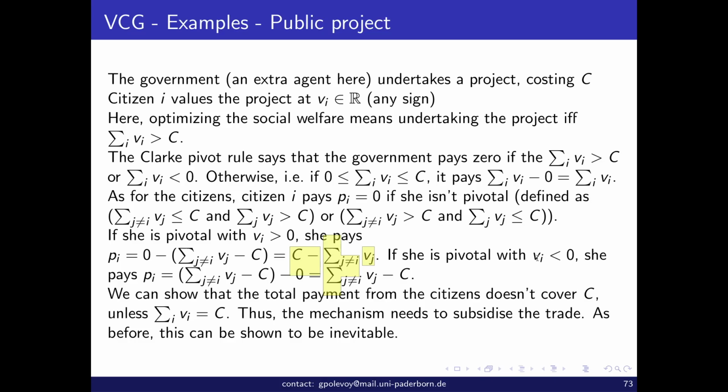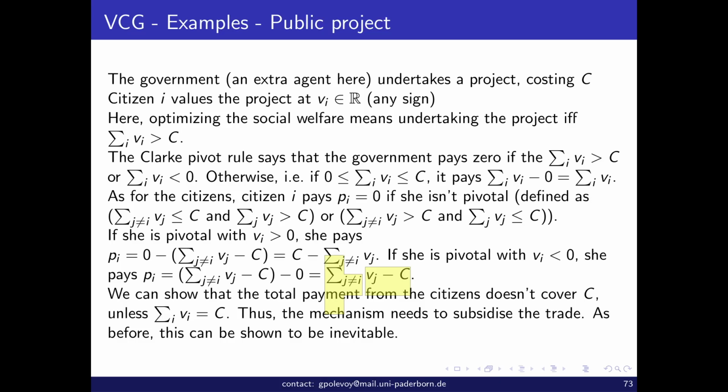If she's pivotal with a negative value, then again, without her, the players would actually build something. That's the case. So that's what's going to be the total value of the other players. Now, with her, they wouldn't build anything, and therefore the total value is going to be 0. That's what she pays. Okay. Now we can also show, we don't show it now, but we can show that the total payment from the citizens doesn't ever cover the C.